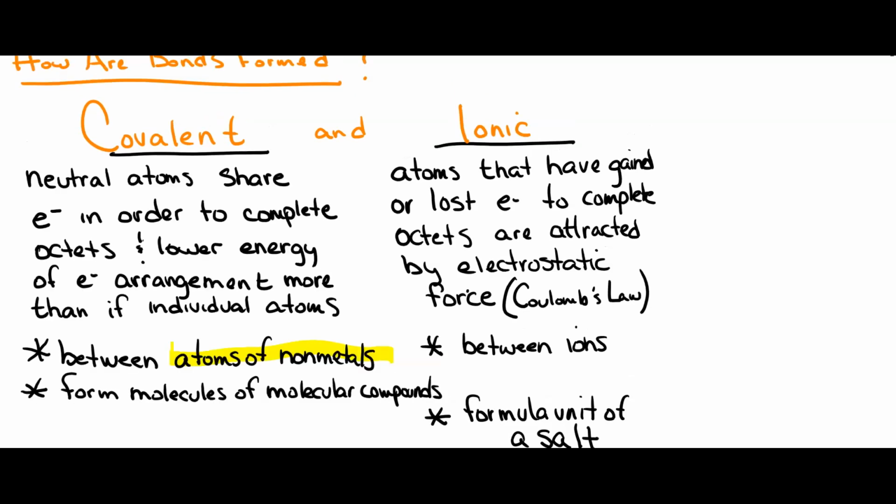For covalent bonding, our atoms are neutral. They haven't gained or lost electrons, so they're not charged. And these neutral atoms share their electrons with each other in order to complete their octets. And this sharing lowers the energy of the electron arrangement, and that gives them greater stability. Remember, get stability in your electrons, release chemical potential energy, and this is an energy lowering process, and it's a much better situation than if they just remained alone individual atoms.